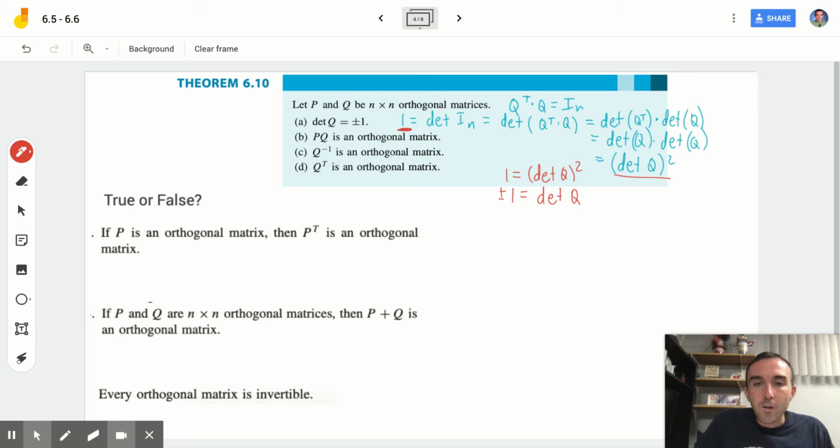Let's take a look at some true or false questions. So the first question is an if-then statement. If P is an orthogonal matrix, then P transpose is an orthogonal matrix. Take a moment just to stop and think. Do you think that would be a true statement or a false statement?